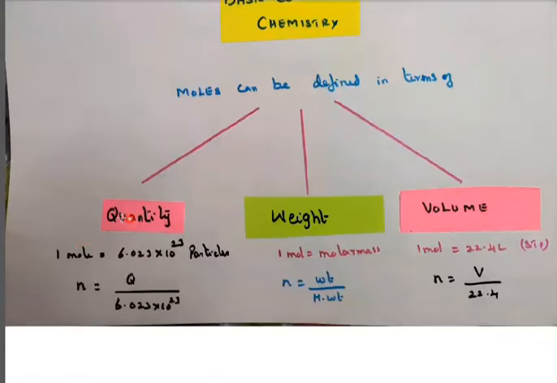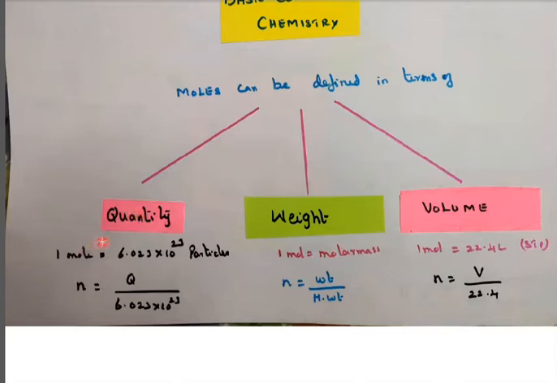One is quantity. Quantity means the amount of atoms, or how many atoms, how many molecules, how many ions, or how many particles. If the question comes like that, this is the formula to find it out. That is called quantity: quantity of atom, quantity of molecule, quantity of particles, and quantity of ions.